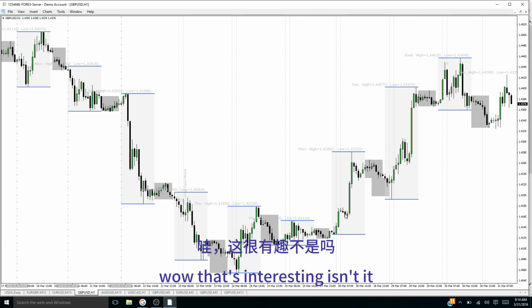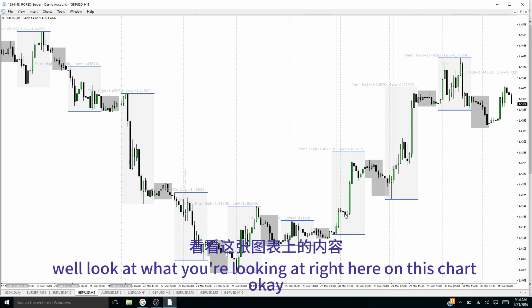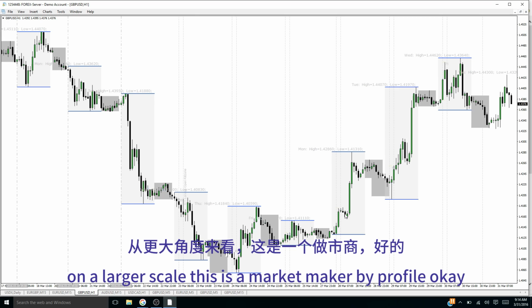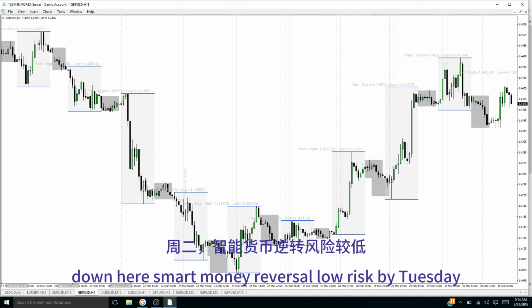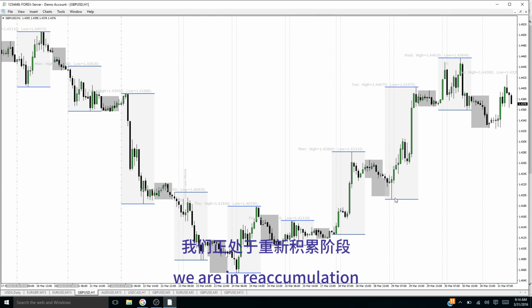Wow. That's interesting, isn't it? Well, look at what you're looking at right here. On this chart, okay, on a larger scale, this is a market maker buy profile. Down here, smart money reversal. Low risk buy. Tuesday, we are in reaccumulation.